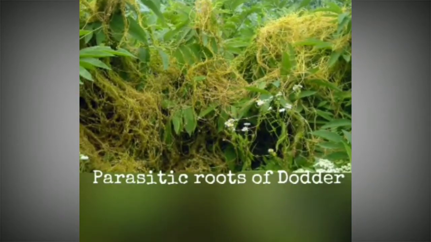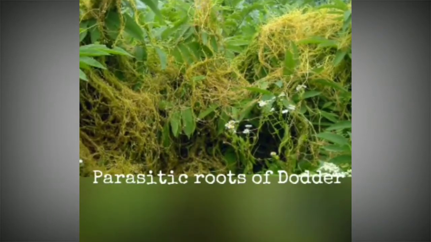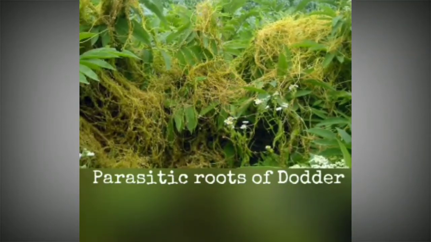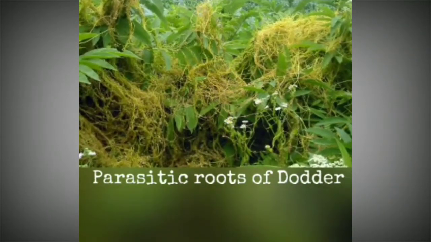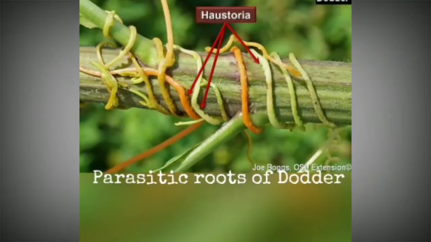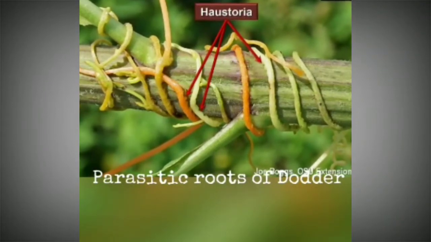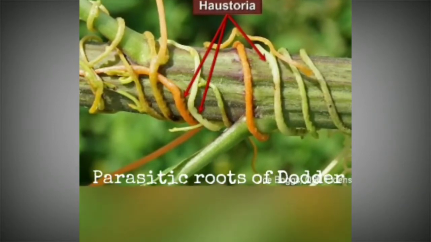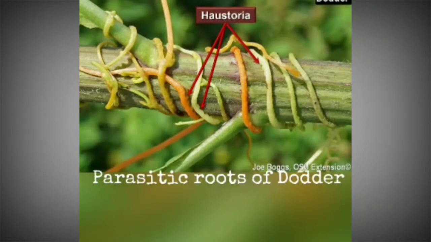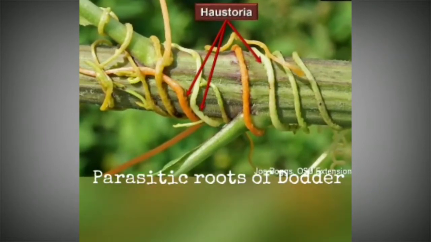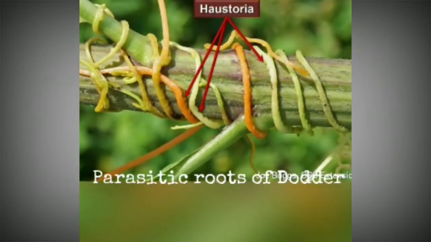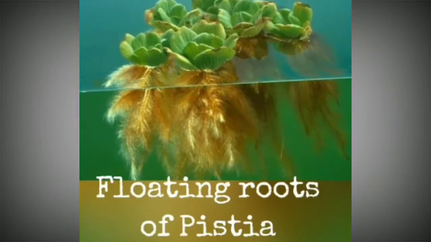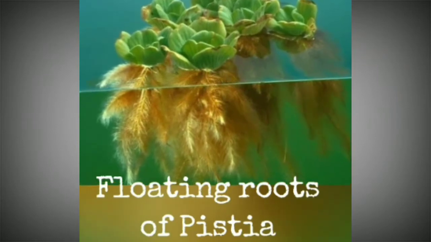Similarly, these are the parasitic roots of dodder or Cuscuta. These are parasitic in function because they penetrate the roots of other plants so that they can obtain food and nutrients from the other plants, and for this they kill the other plant. How they penetrate into the roots or the stem of the other plants is seen in the diagram. Then come the floating roots of Pistia.